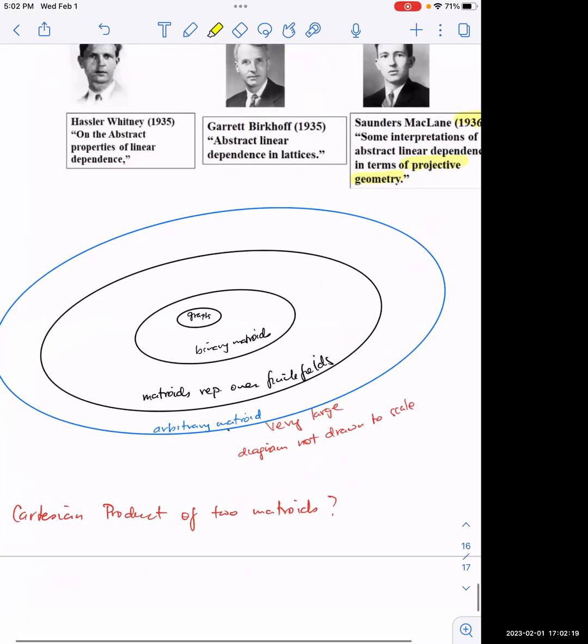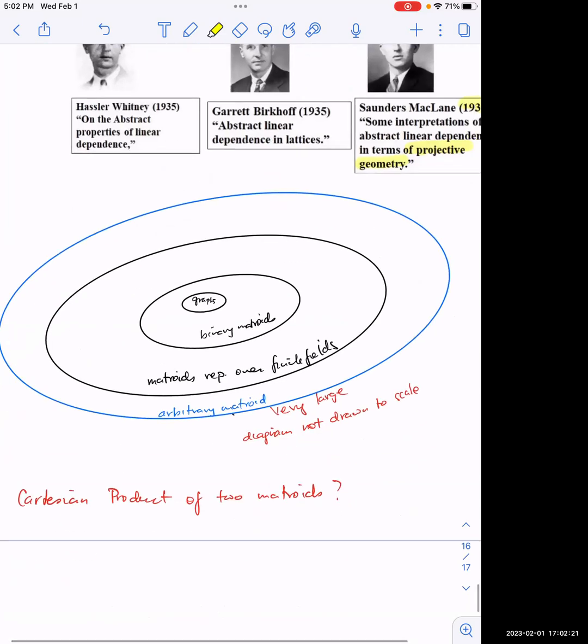So this is the big picture where you have graphs, binary matroids, matroids representable over finite fields, and arbitrary matroids. It's a very large diagram, not drawn to scale. I'm not sure what this is; this must have been something we talked about last time. And yet, graphs being the smallest class doesn't mean it's the simplest class. Matroids representable over finite fields behave so much like graphs.